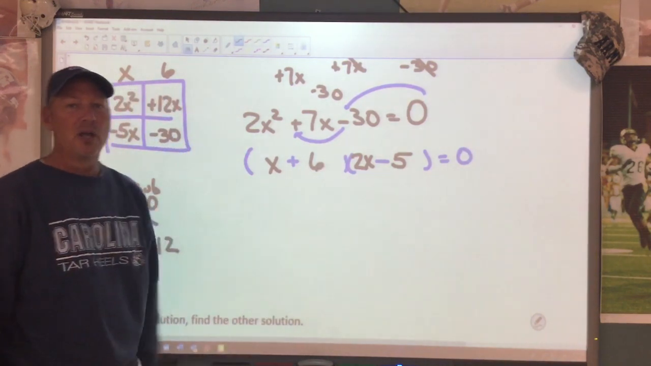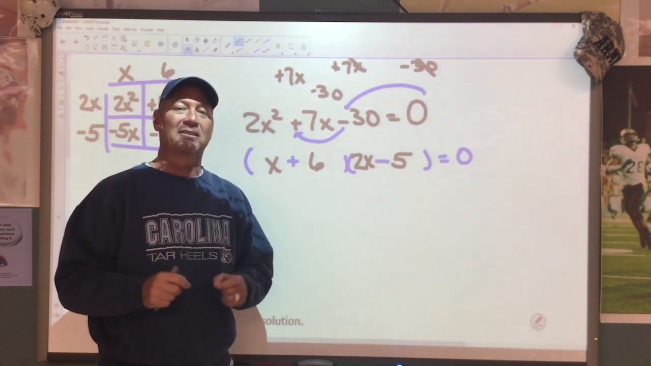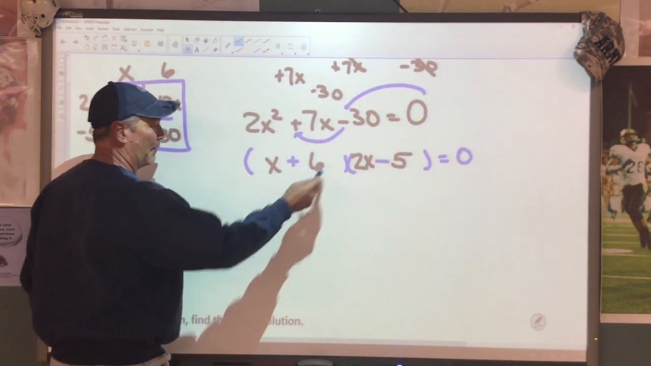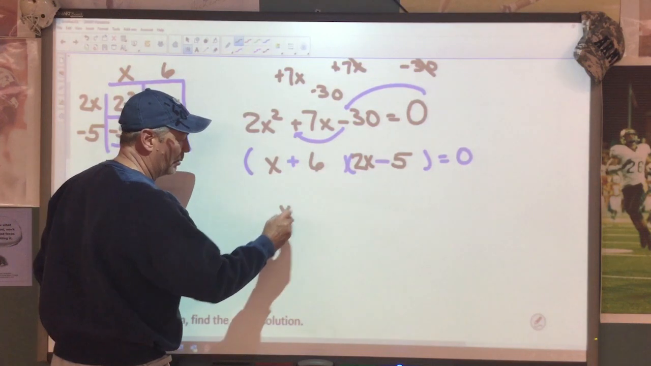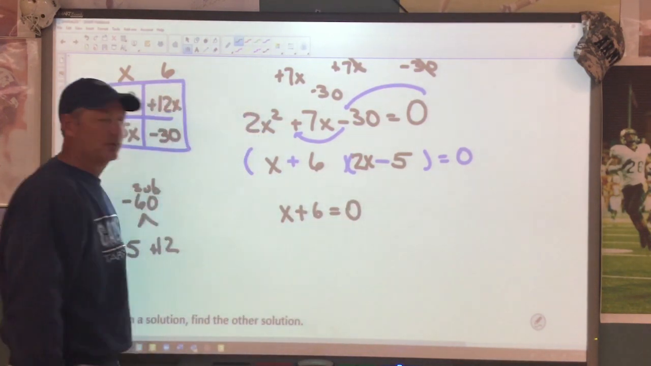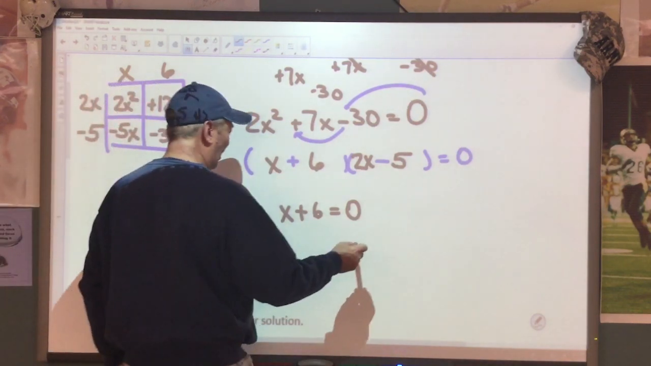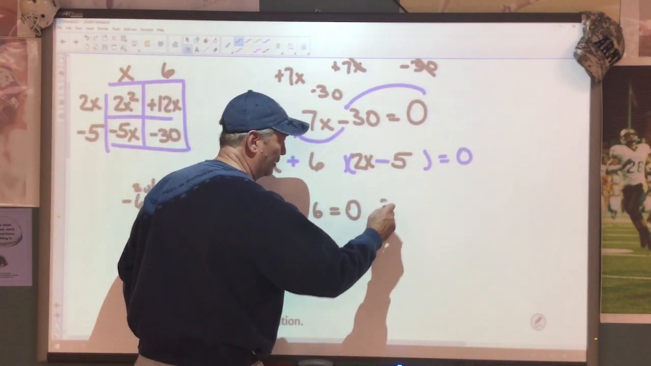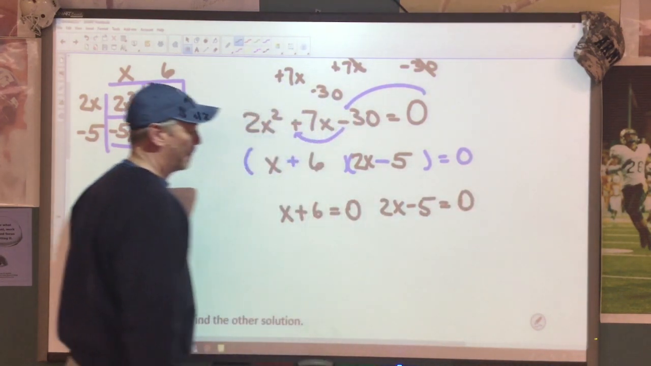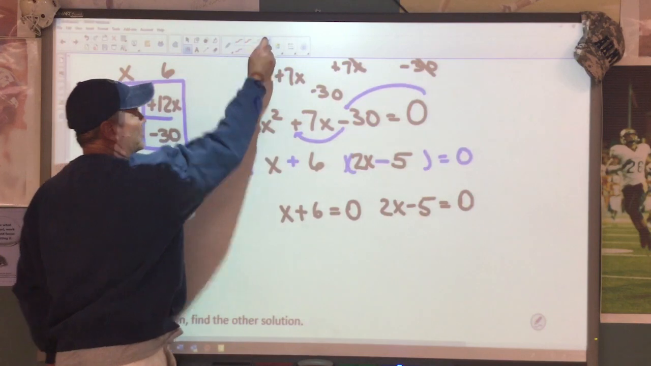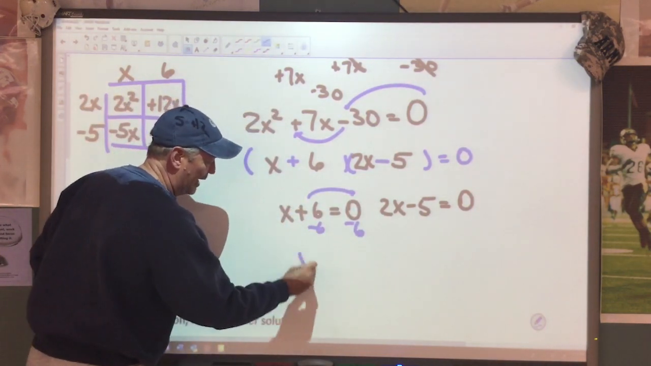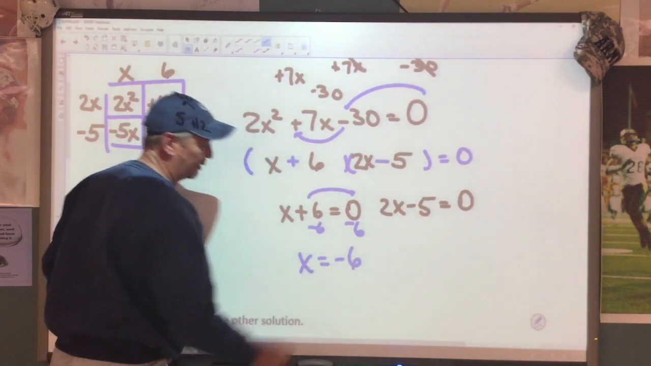We have factored, but we are not done. They asked us to solve by factoring. To solve by factoring, you put each parentheses equal to 0. Put each factor equal to 0. x plus 6 equals 0. We're going to move the 6 to the other side. We're going to go minus 6, minus 6. x equals a negative 6.